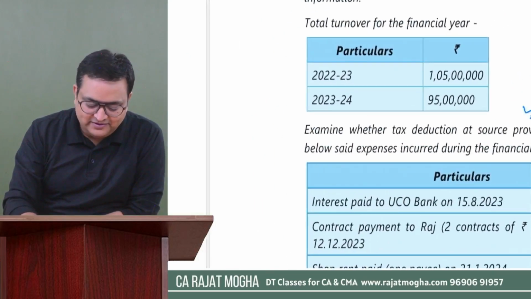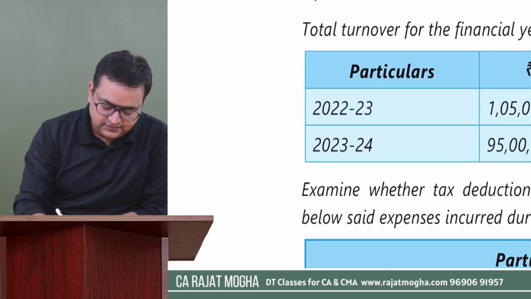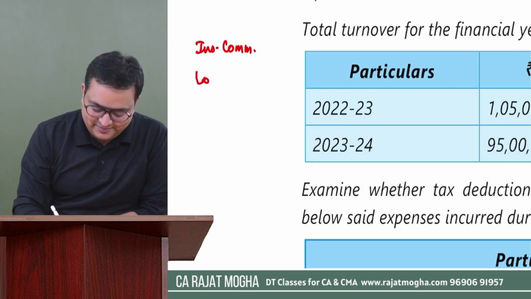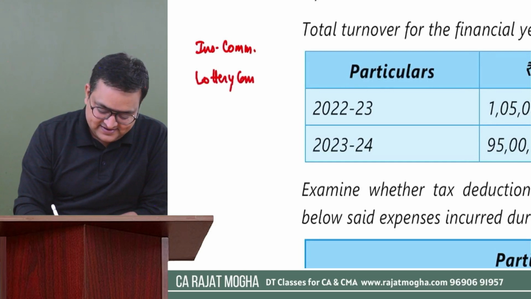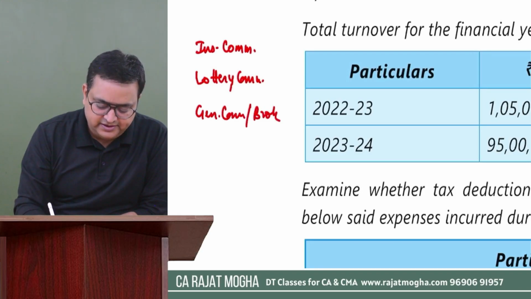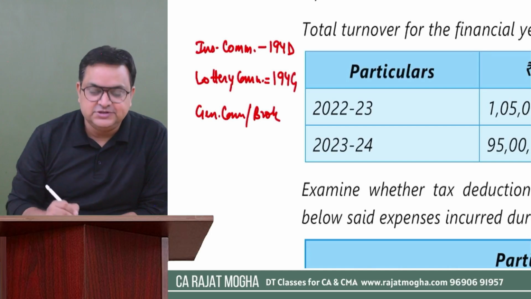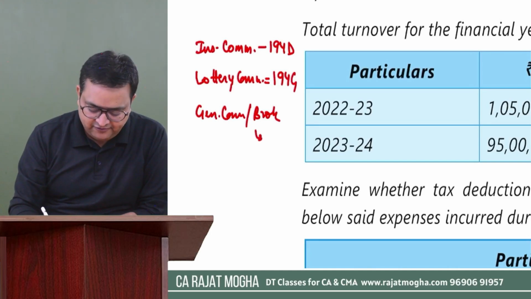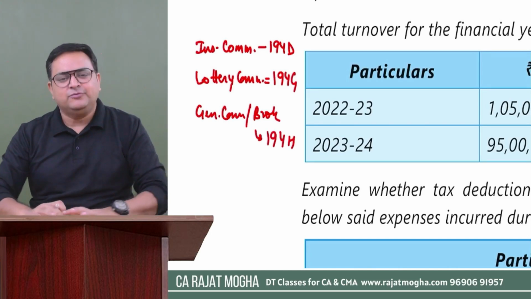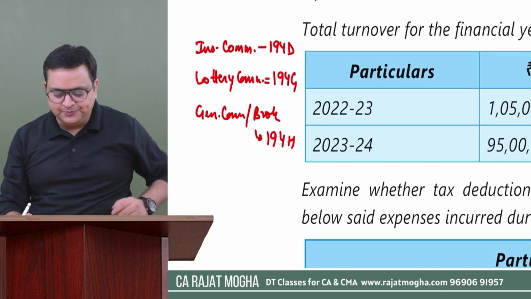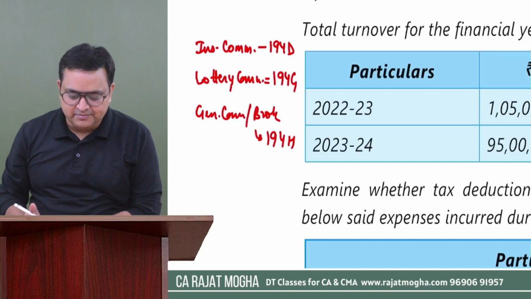So for commission, how many sections are there? One is insurance commission. Other is lottery commission. And third is general commission and brokerage. For insurance commission, we have 194D. Lottery commission, we have 194G. For other commission and brokerage, we have 194H. 194H is more common and frequently asked by the examiner, but they can ask 194D or G also. But yes, all these three sections are related to commission.